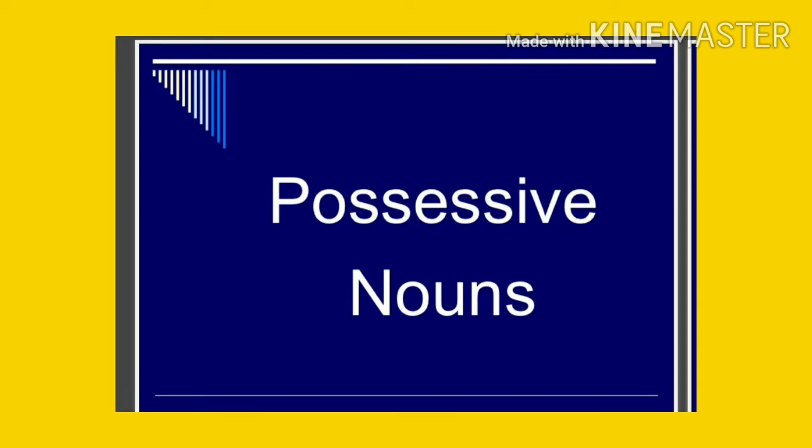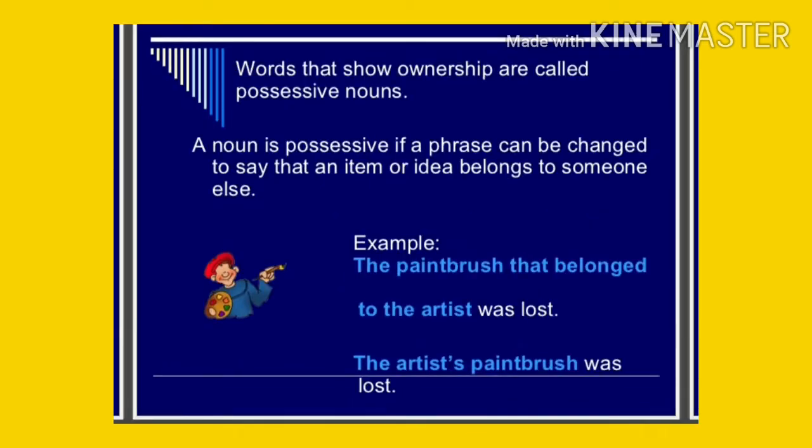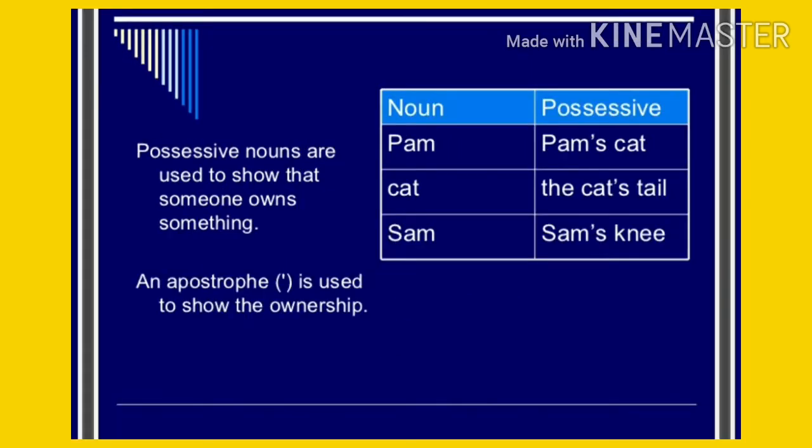That is the possessive nouns. Words that show ownership are called possessive nouns. A noun is possessive if a phrase can be changed to say that an item or idea belongs to someone else. For example, the paintbrush that belonged to the artist was lost. In possessive, the artist's paintbrush was lost.